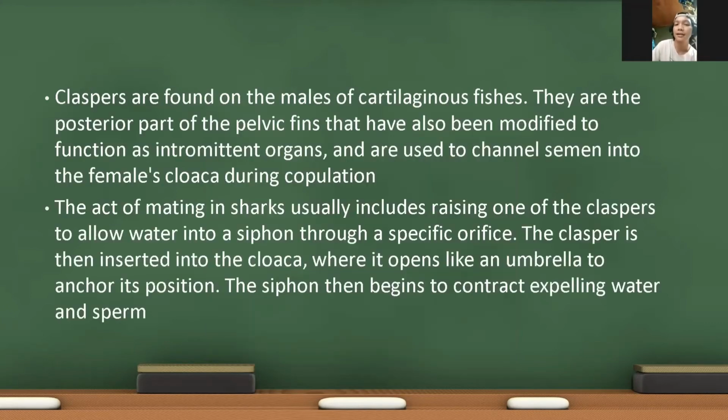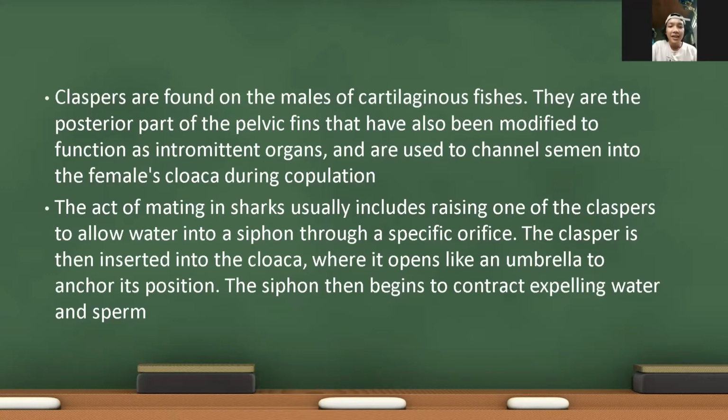Next. Claspers are found on the male of cartilaginous fishes. They are the posterior part of the pelvic fins that have also been modified to function as intromittent organs and are used to channel semen into the female cloaca during copulation.